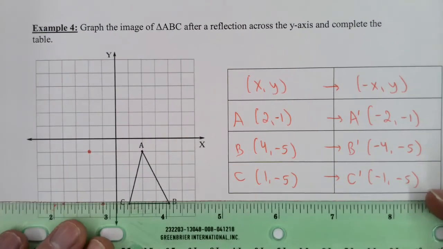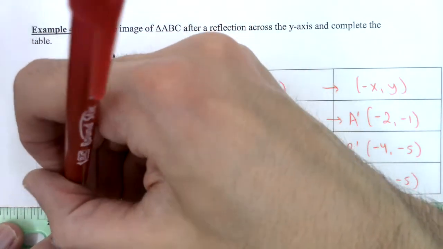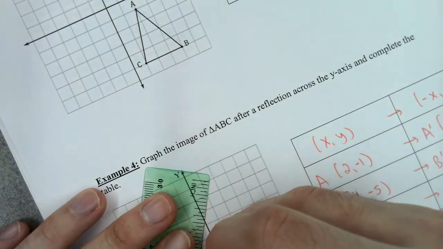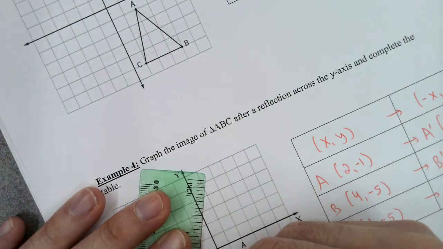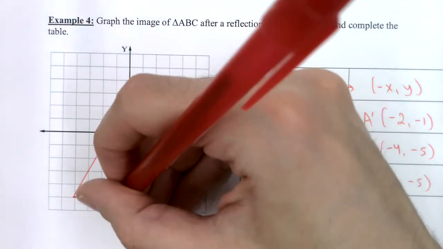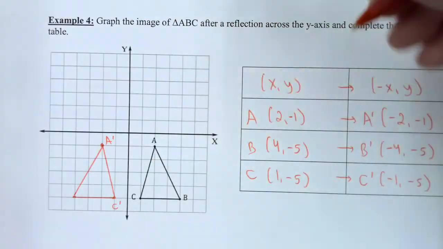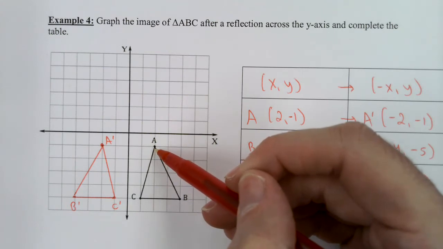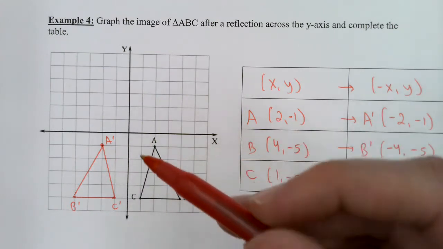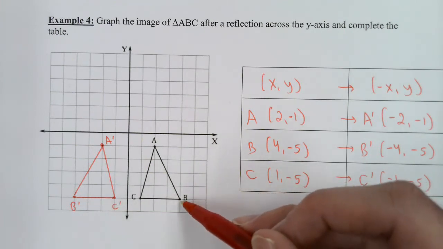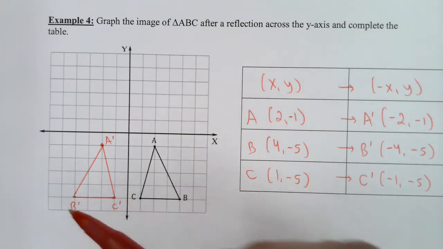Again, these are all rigid motions. The image and preimage should be the same shape and the same size. Okay. And label A prime. This is C prime. This is B prime. Again, look, A is 2 to the right of the y-axis, so A prime is 2 to the left of the y-axis. C is 1 to the right of the y-axis, so C prime is 1 to the left. And B is 4 to the right of the y-axis, so B prime is 4 to the left.